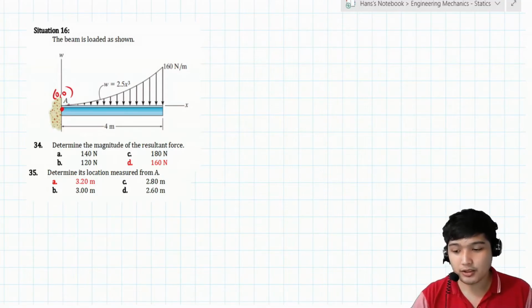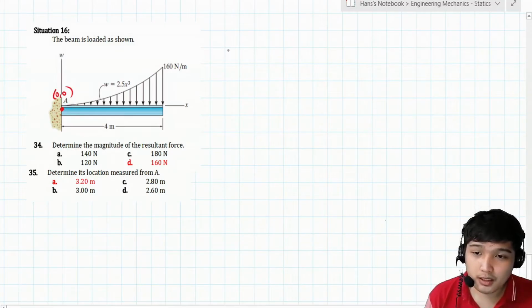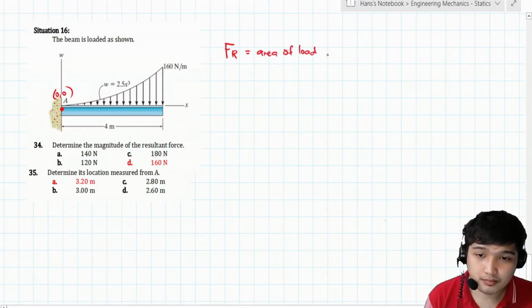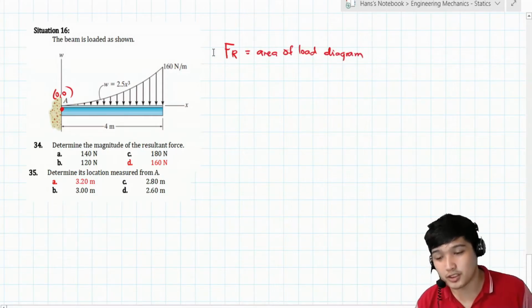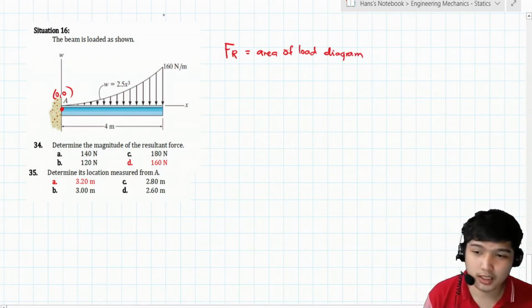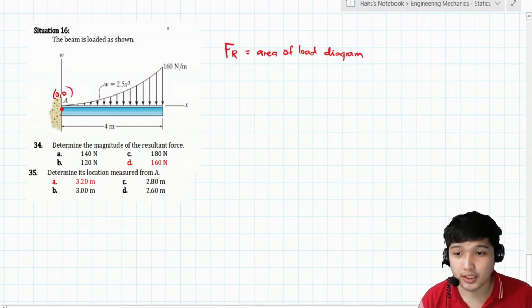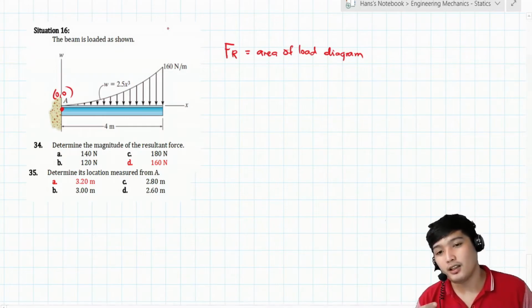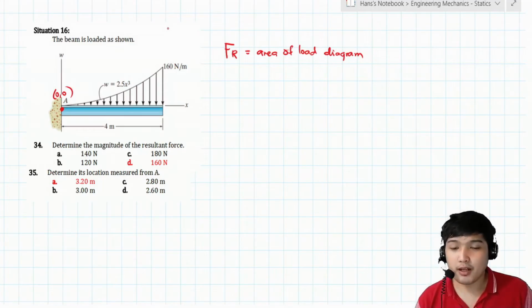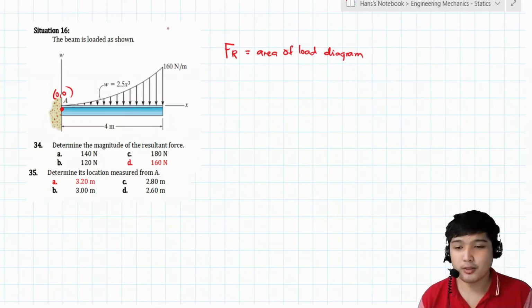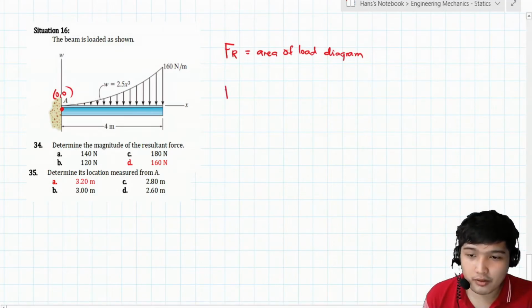So, the same lang naman ang konsepto. Ganun pa rin, class. Yung FR is still the area nung load diagram. Area pa rin. And then yung location niya, kung tatanungin man, which is tinanong nga, determine the magnitude and determine the location. So yung location niya is still nandoon pa rin sa centroid nung ating load diagram. Para magawa natin yun class, a-apply na lang tayo ng same concept pa rin. So paano ba kumuha ng FR?